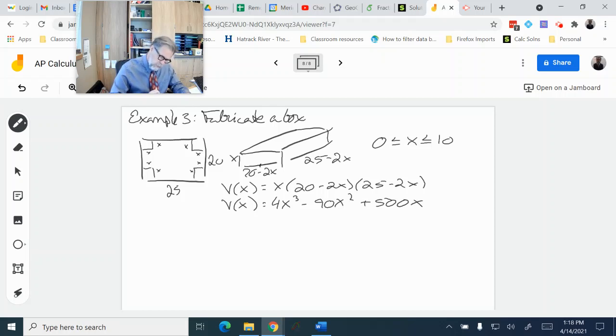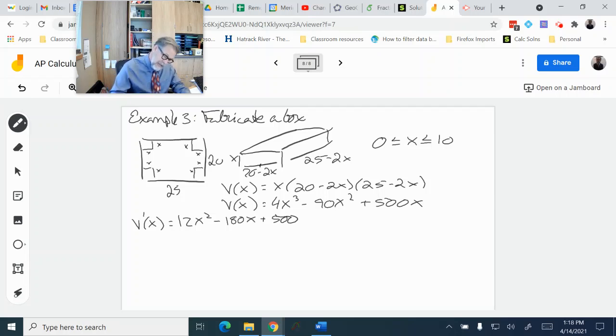And there's my cubic. Just as an aside, if you have two things, sometimes it's easier to just use the product rule versus multiplying. When you have 3, it's a lot easier to multiply it out, at least for a straightforward polynomial. So the derivative, the rate of change of volume with respect to x, is 12x squared minus 180x plus 500.